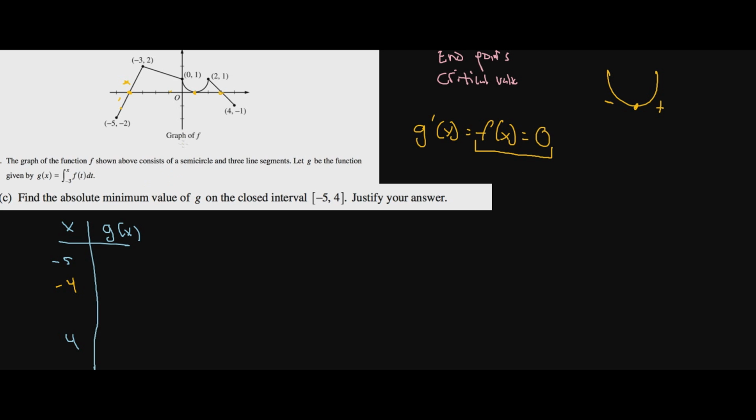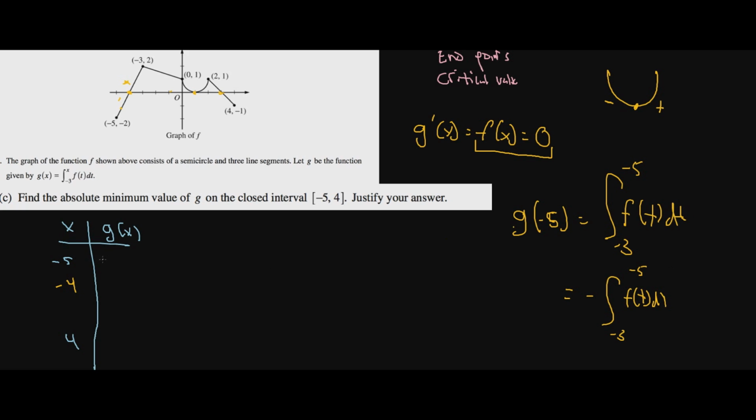All right, my friends, let us begin. And what do we have here? So let's go ahead and do this. Well, we are given G of x, so we just plug in our values in this case. G of negative 5: the integral from negative 3 to negative 5 of f of t dt. Flip your bounds and make this negative: negative, integral from negative 3 to negative 5, f of t dt. Boom. So that's what we've got right here.